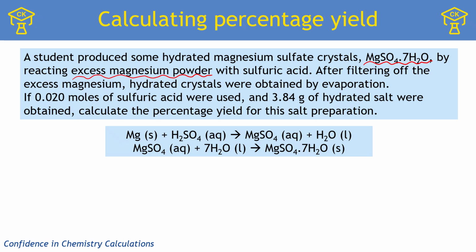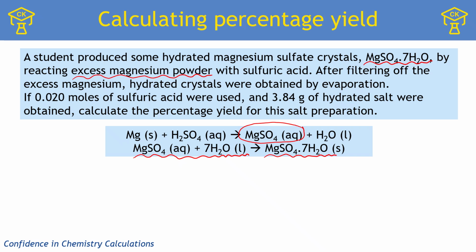It then says after filtering off the magnesium, unimportant for the moment, we then have our solution. So we filter our magnesium, we get this solution of aqueous magnesium sulfate. Now, of course, that isn't anything that we can weigh because it's not crystals, it's in solution. So what happens is we then heat that off. We evaporate the water and we obtain hydrated crystals. So during that process, the aqueous magnesium sulfate is going to combine with those 7 water molecules to make my hydrated salt, which is a solid and has that formula there.